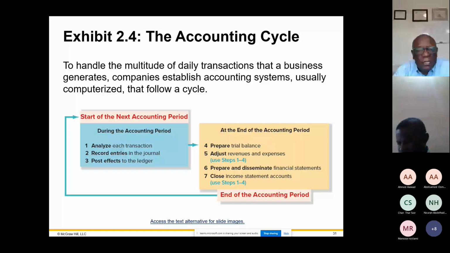And then the next thing is to record those transactions. They are entries. In accounting we say entries, but they are transactions, either transaction or entries, they are the same thing. But in most cases, we call them entries. Then you post effects on the ledger. After that, the fourth thing is to prepare the trial balance. If the trial balance doesn't balance, it means there was a problem, either misclassification or the value was not correctly stated. So the fifth, now we adjust the revenue and expenses. We use items 1 to 4 to adjust revenue and expenses. And then we prepare and disseminate financial statements.